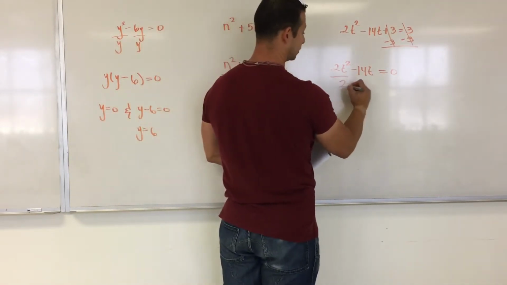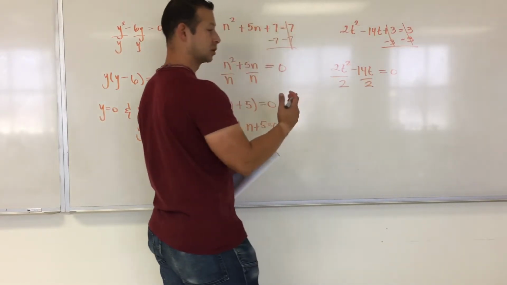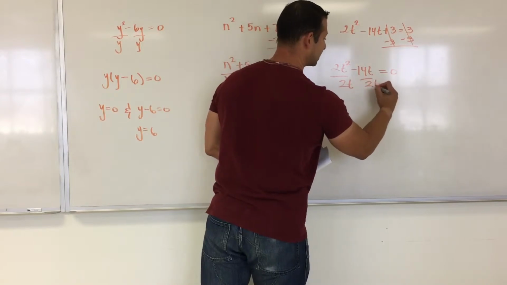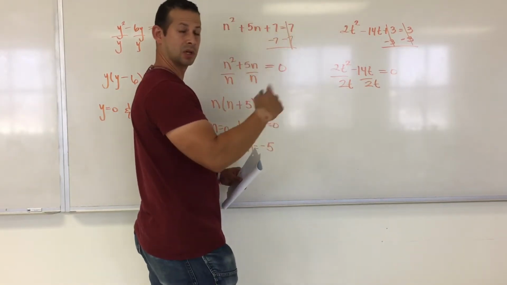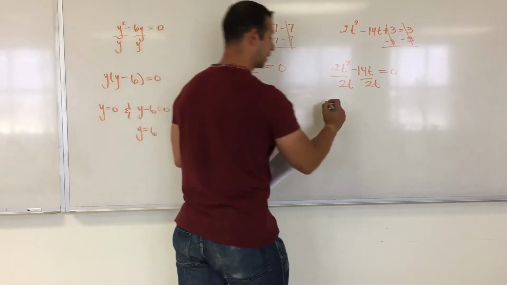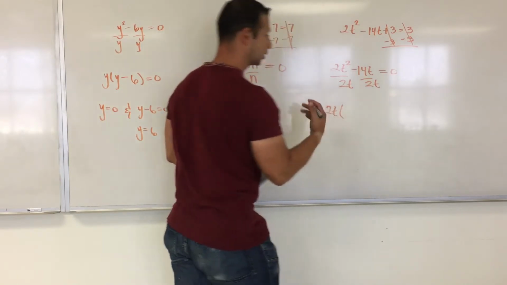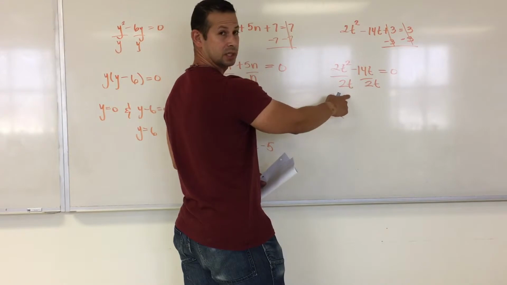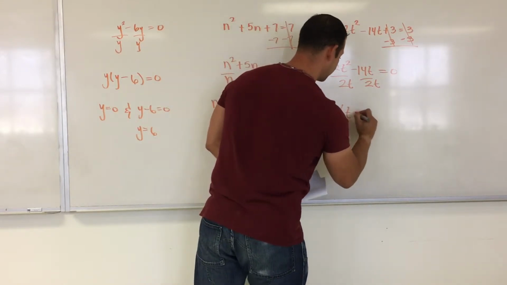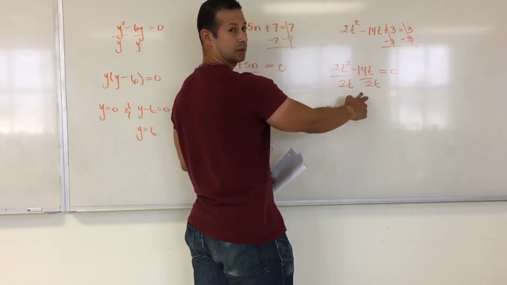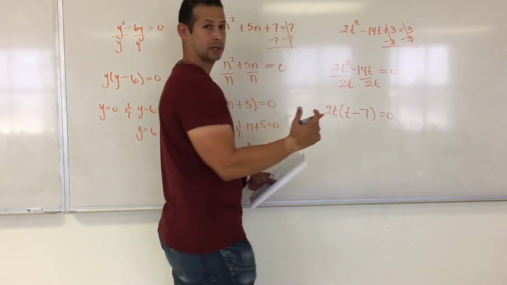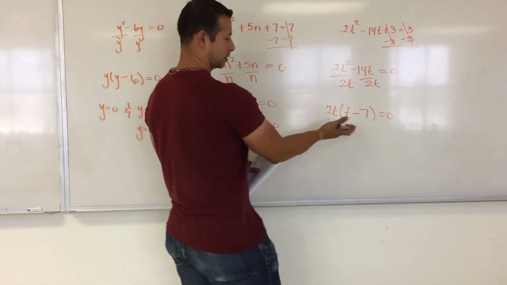Factor out a 2, because 2 can go into both, but also you have a t. The t can go into both. What do we do? Factor that out. What are you left with? Well, this becomes a 1. t squared over t, you're left with 1t, minus 14 divided by 2 is 7. t divided by t cancels out. This is what you're left with.